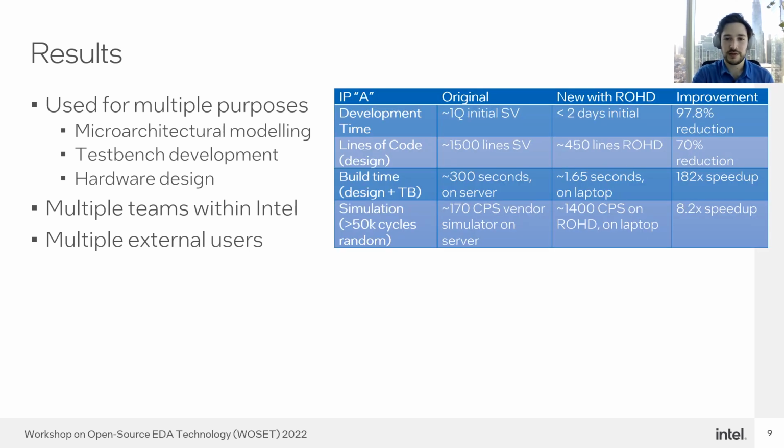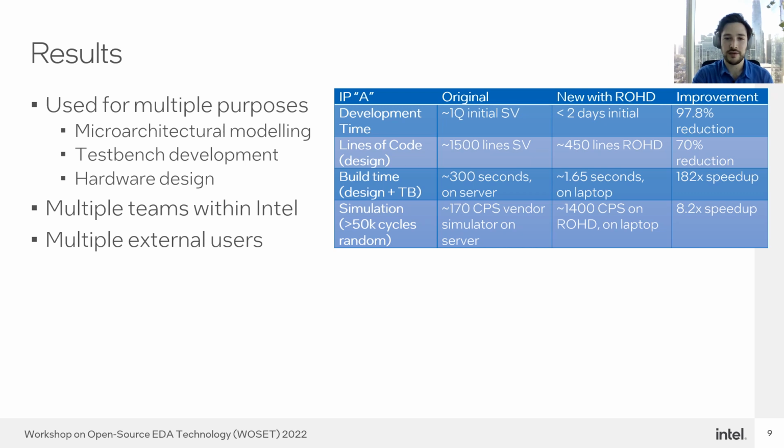This table shows some metrics related to the re-implementation with ROHD of a relatively small, configurable, parameterized IP used in upcoming Intel Silicon products. From the same high-level architectural and interface specifications, what previously took about 1/4 to develop only took a couple of days with ROHD.